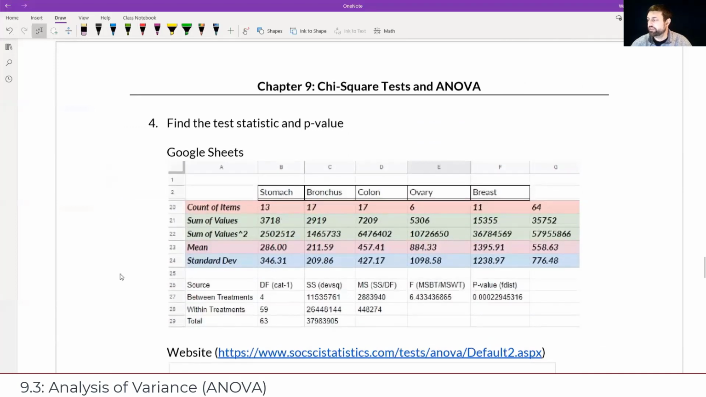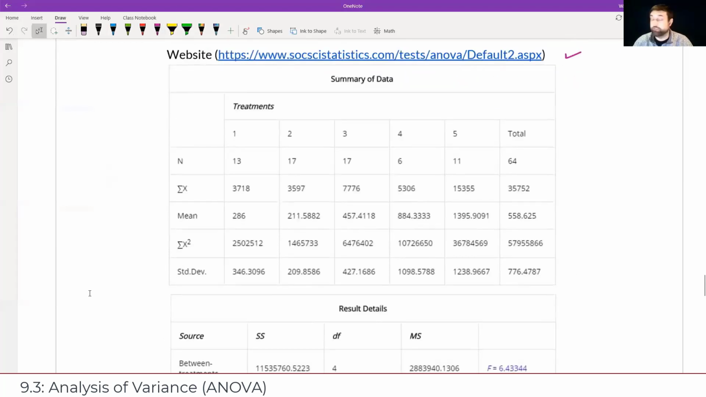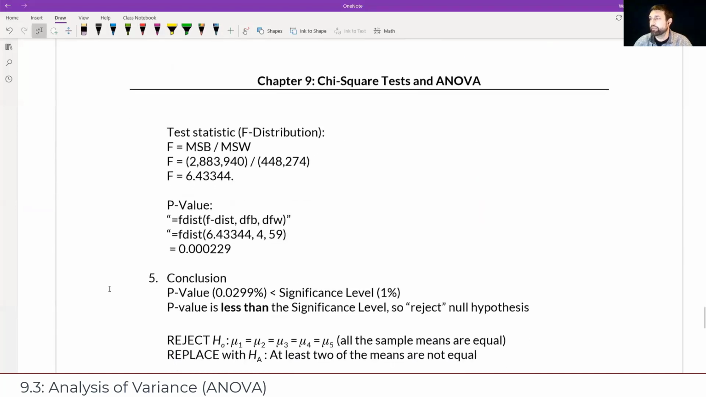So here's all the stats that we looked at. Here is the website, and what I did is I grabbed screenshots of the website and put them here. So here's the summary of the data from the website that we looked at. And then here's the results of the data. And here's our F score. Okay, so taking all this into consideration, this is our F score.